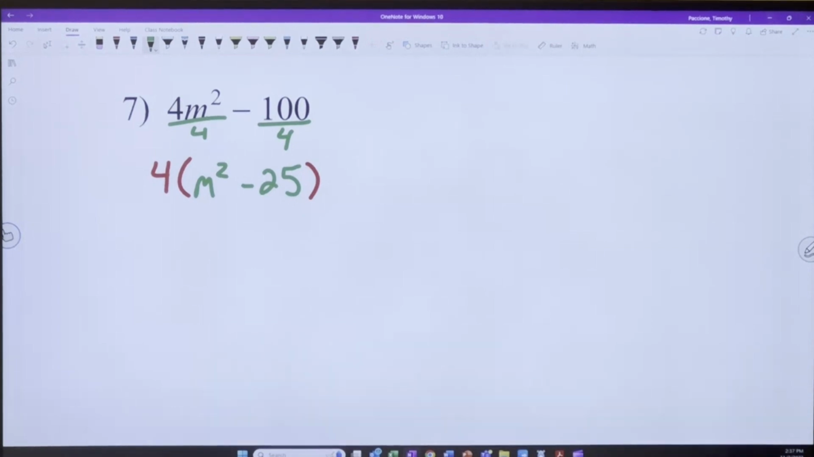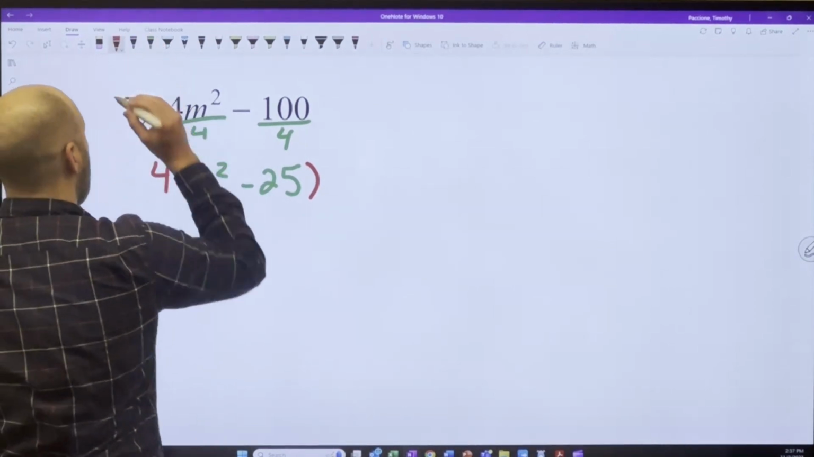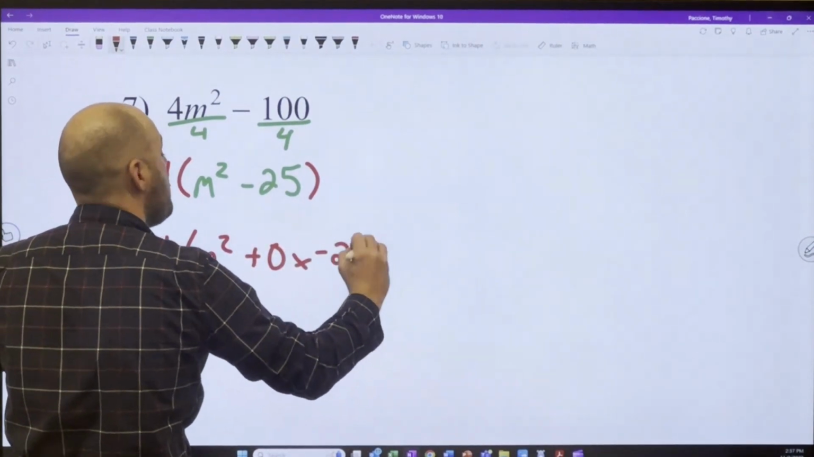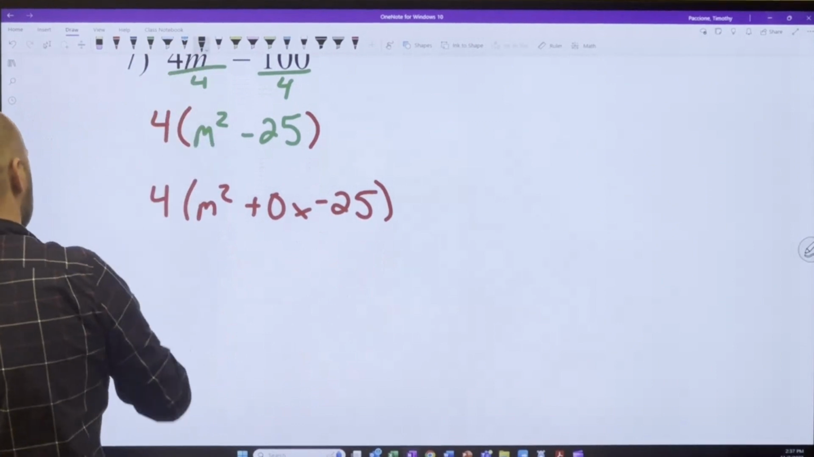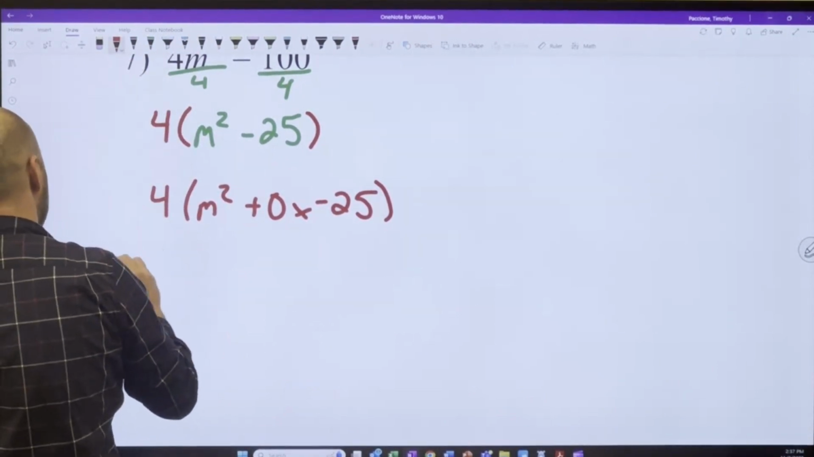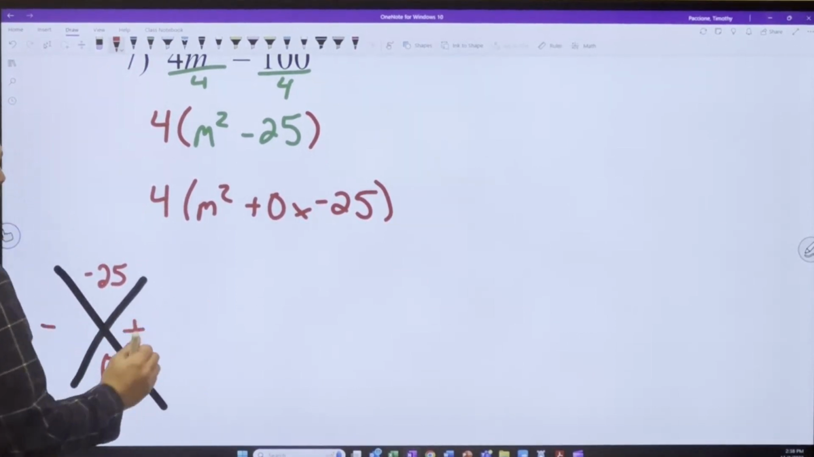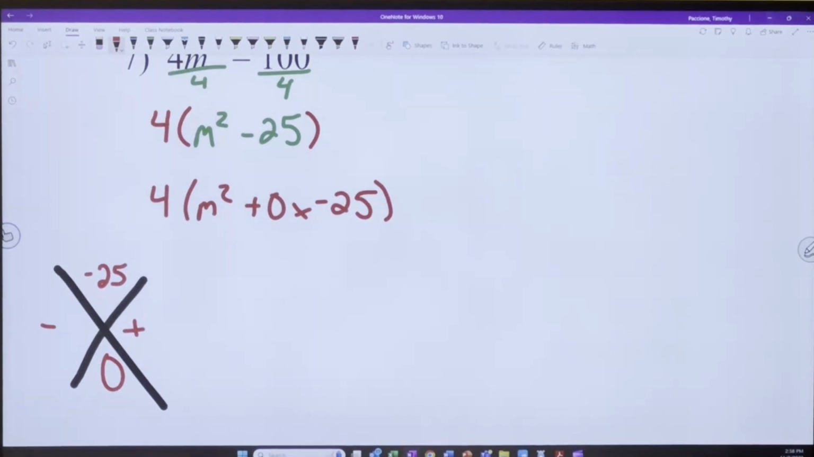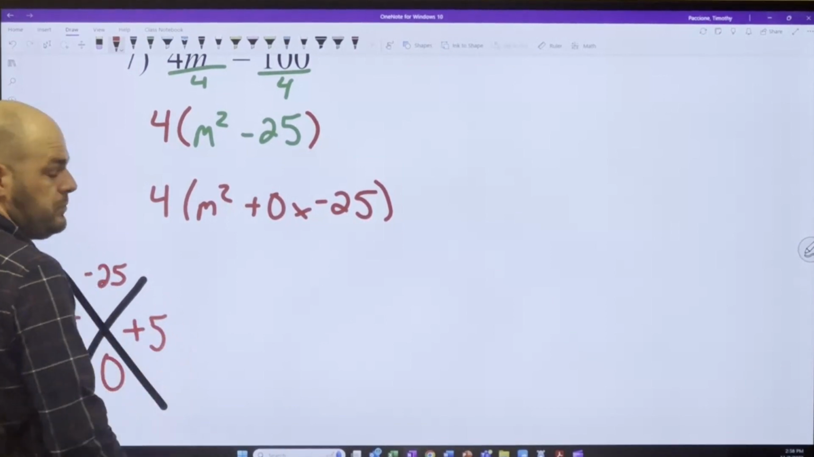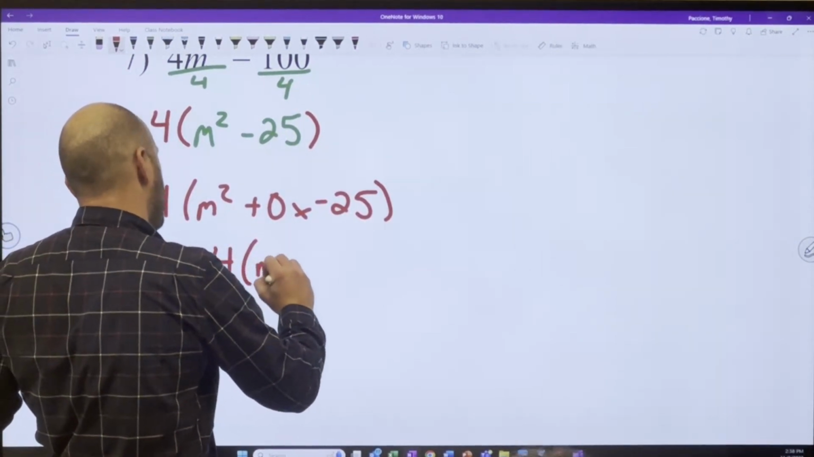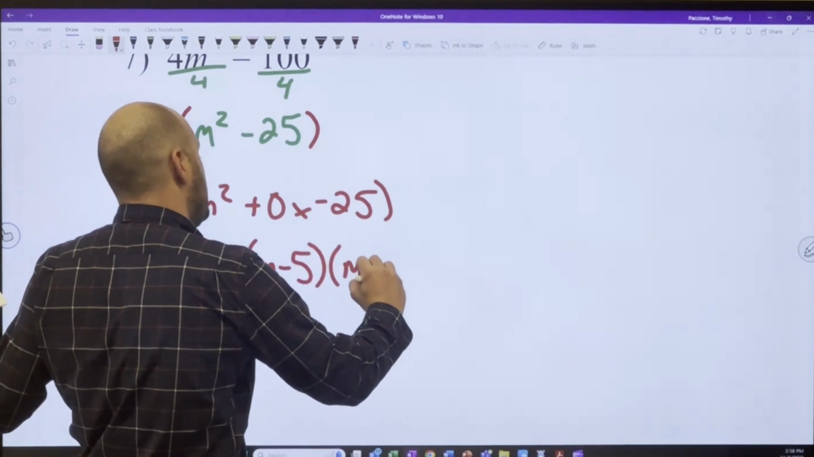Okay, I'm going to tell you a couple things here. The first is, if you're missing a b, what can you put in its place? 0. So you can go 4 times m squared plus 0x minus 25, and now you can magic x this. I got minus 25 on the top and 0 on the bottom. Two numbers that multiply to give me minus 25. It has to be a minus plus situation, and they add to give me 0. Negative 5 and 5. It has to be the same number if it's adding to give you 0 and it's a positive and a negative. So that means I have 4 times m minus 5, m plus 5.